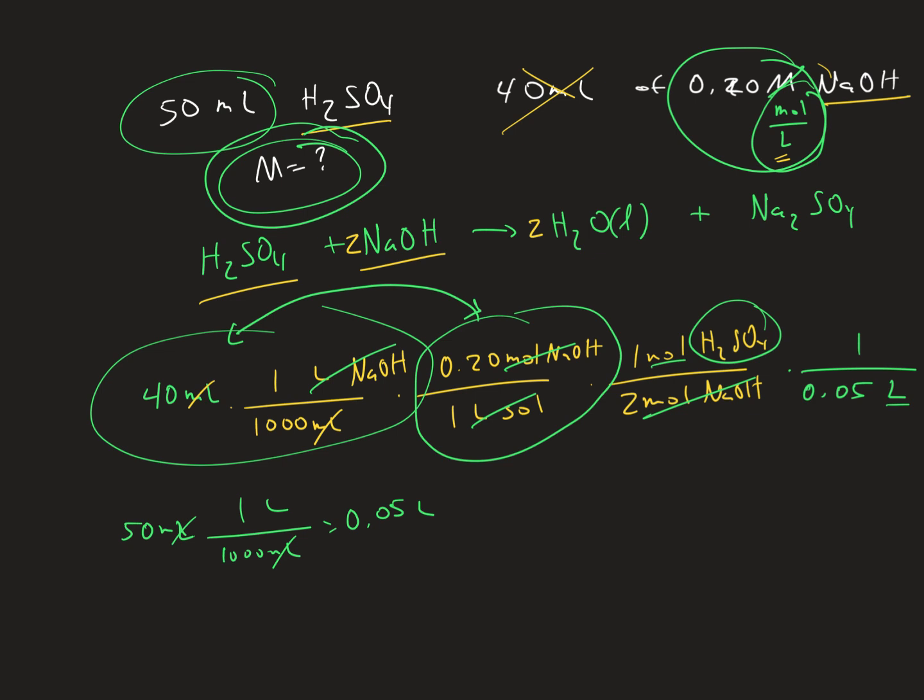So we found liters, but do we know how many moles we have? From this part right here, liters cancel, we could find moles of NaOH. But then I just continued and did the mole-to-mole ratio. And then once I had moles of H2SO4, I just divided by liters of H2SO4 solution, and that got me molarity.